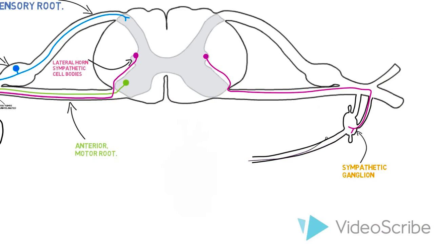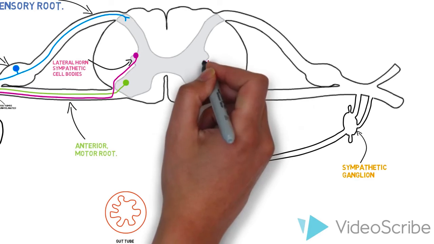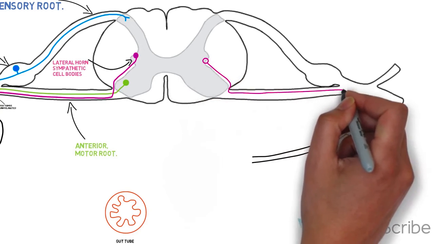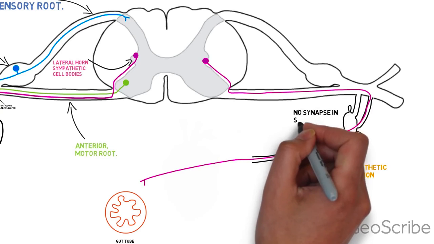Sympathetics traveling to the viscera in the abdomen and pelvis do something different. Let's draw a representative piece of viscera in the abdomen and pelvis, here a piece of gut. Like all preganglionic fibers, these begin in the lateral horn. They travel into the sympathetic ganglia, but don't synapse there.